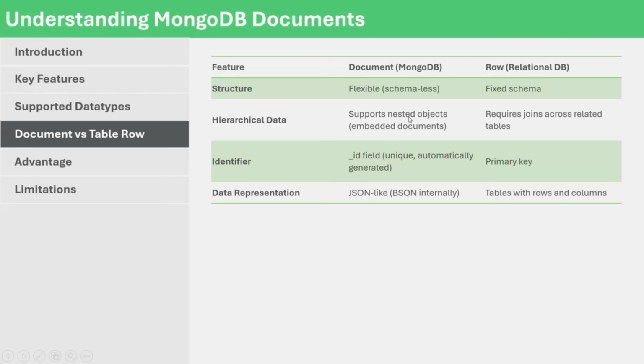Then document supports nested objects. So in a document, you can embed related data. But in a relational database, when we want to fetch data from two related tables, there we need to join the tables. Then in a document, this underscore ID field is the unique identifier for a document. But in case of table rows, we have primary keys. And in a document, the data is represented in a JSON-like format called BSON. But in a table row, the data is represented using rows and columns.